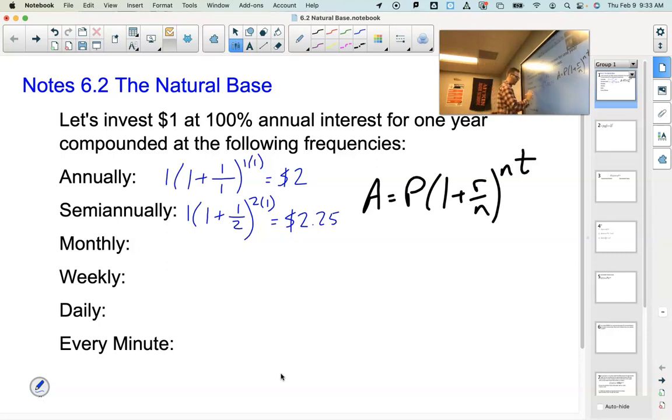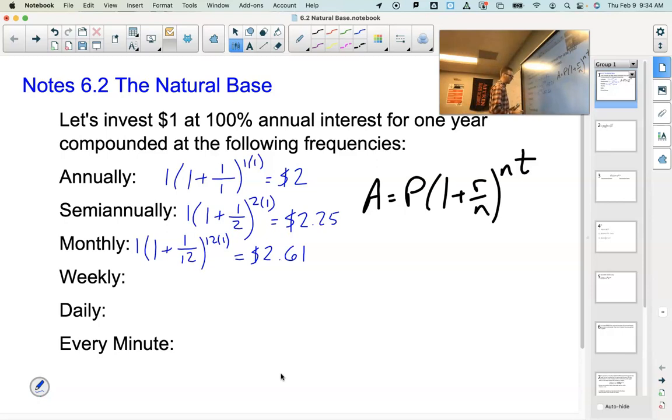Let's go to monthly. $1 times 1 plus 100% interest divided by 12 to the 12 times 1. So that's 1 and a 12th to the 12th power. I'm going to use my calculator. Okay, and I get $2.61. Wow, really raking it in now. But we shouldn't be surprised, right? Our account is getting bigger the more often it's compounded because we're getting interest on interest more frequently.